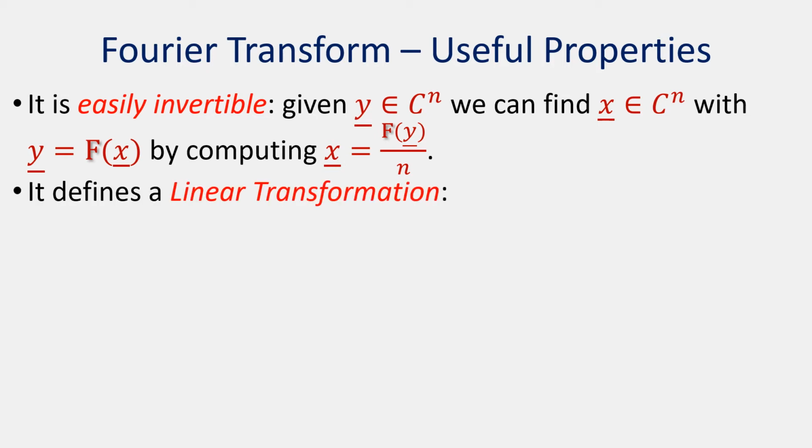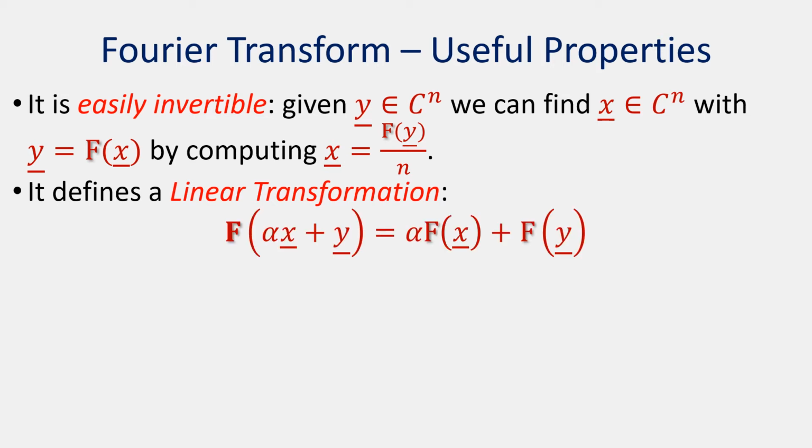The Fourier transform defines a linear transformation, the subject we met earlier when we were looking at graphical effects. So if we apply the Fourier transform to the result of multiplying a vector by a constant and adding another vector, then that's exactly the same as applying the Fourier transform to our first vector, multiplying by our constant, and adding the outcome of applying the Fourier transform to our second vector.